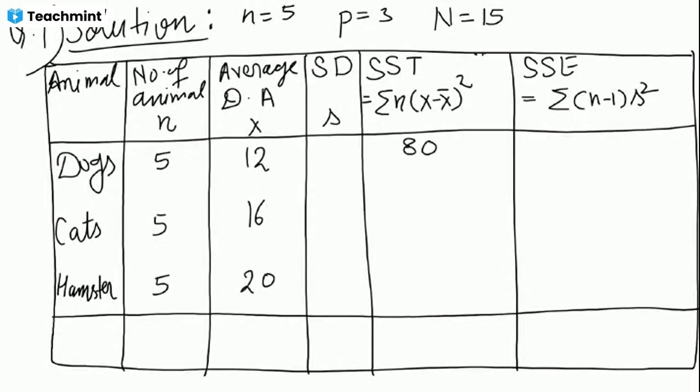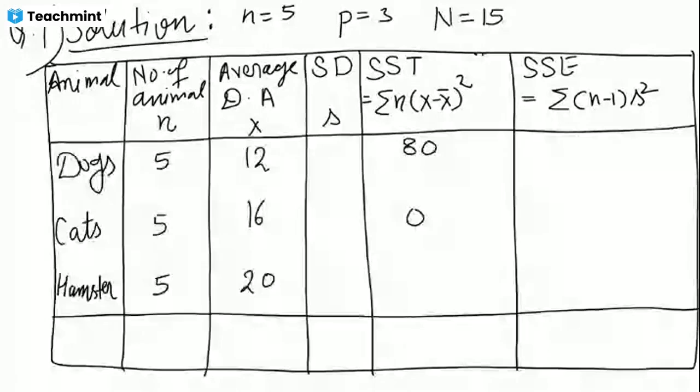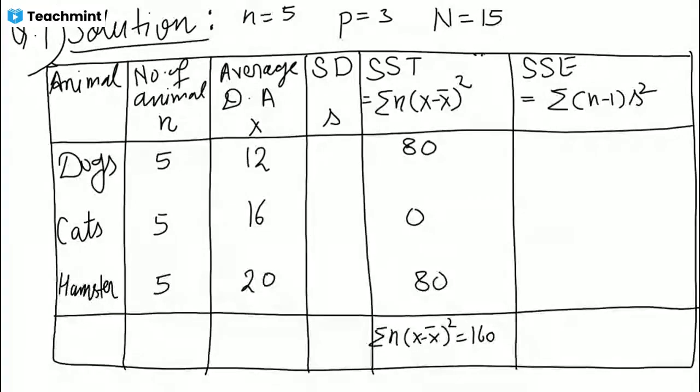Now 16 minus 16, we have 0 here. And let us find this. 5 into 20 minus 16 whole square. So 5 into 4 square, and 5 into 16 means 80. You got it? Yes, ma'am. And this is summation n into x minus x bar square, which is equal to 160. This is SST.